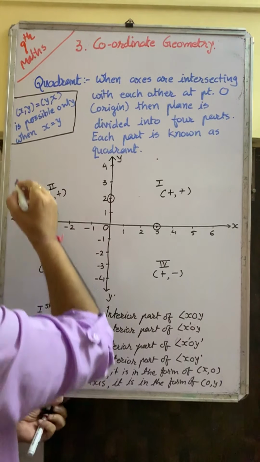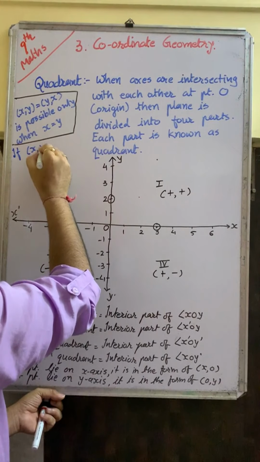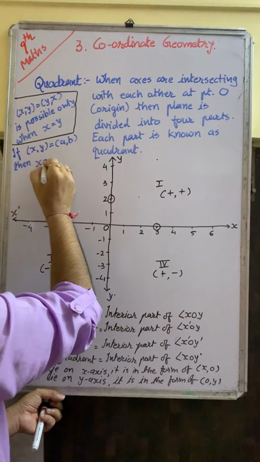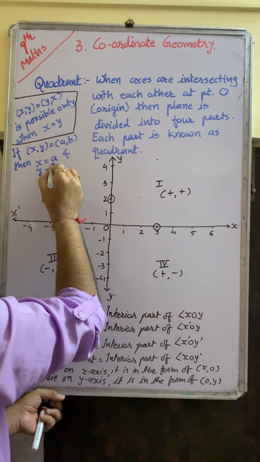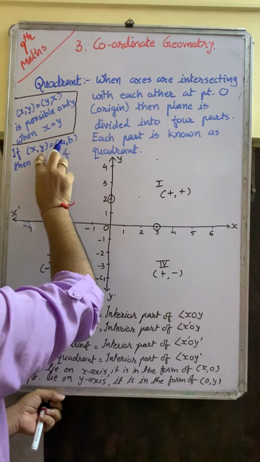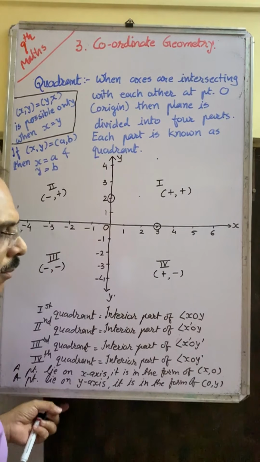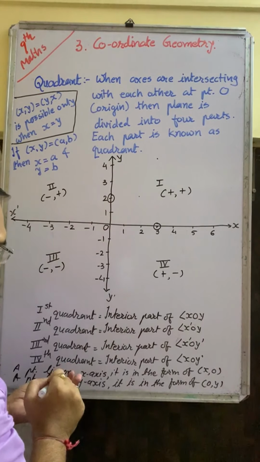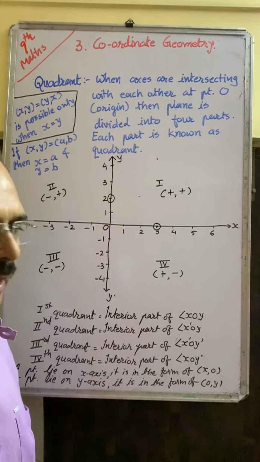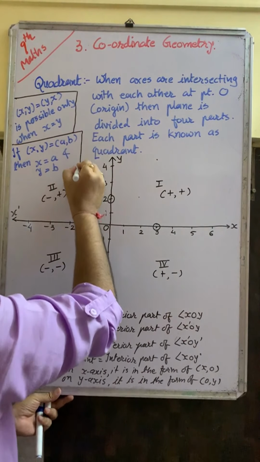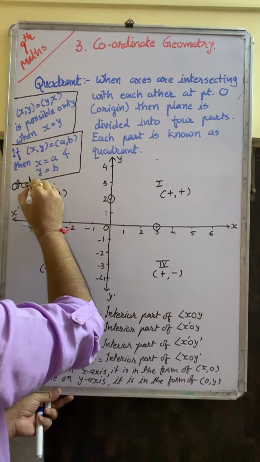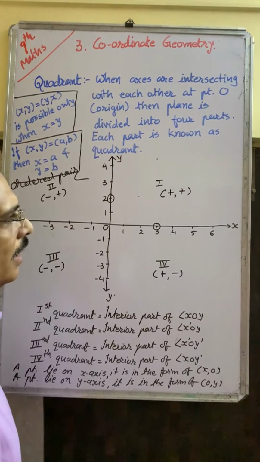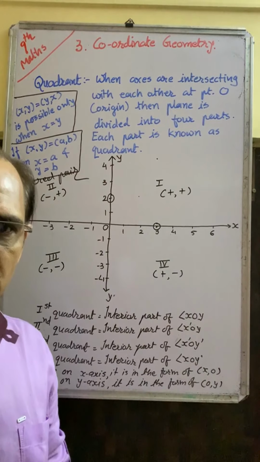Similarly, you can say that if (x, y) equals (a, b), then we write x equals a and y equals b. It means you can compare x with the x coordinate and y with the y coordinate. This type of pair is known as an ordered pair. So this is called what? Ordered pair. Order wise. Okay.